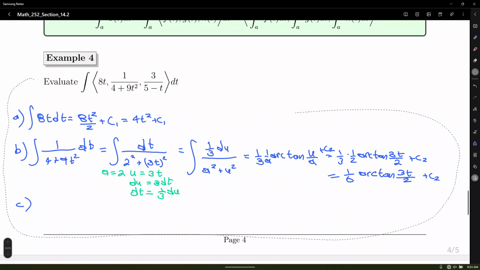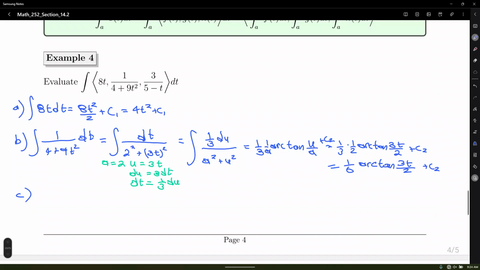So for letter C, let me set up the integral first, and that's the integral of 3 over 5 minus t dt. Any ideas how to evaluate this integral? It's going to be the ln rule. I mean, here's the thing. If you want to set 5 minus t equals u, then du is going to be -1, and you will have to do the minus du. That's fine. However, here's the little trick I'm going to do.